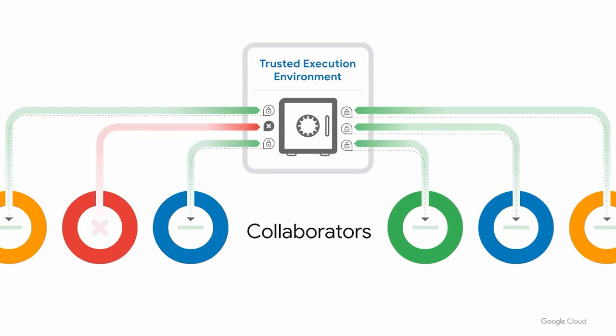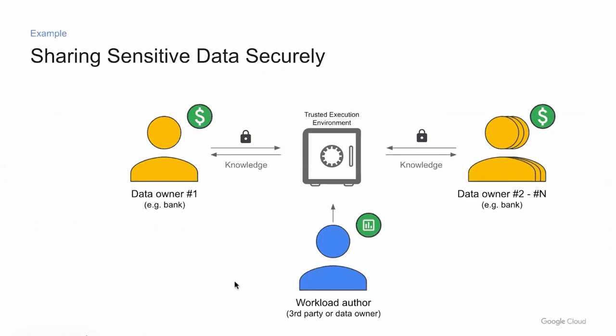Let's look at the next slide where I show just a basic example. Here we could have multiple banks collaborating to identify fraudsters or detect some type of money laundering activity. In this example, a workload author may be one of the collaborating banks or an independent third party, and they create that workload with their ML model or some query to aggregate data and detect some suspicious activity.